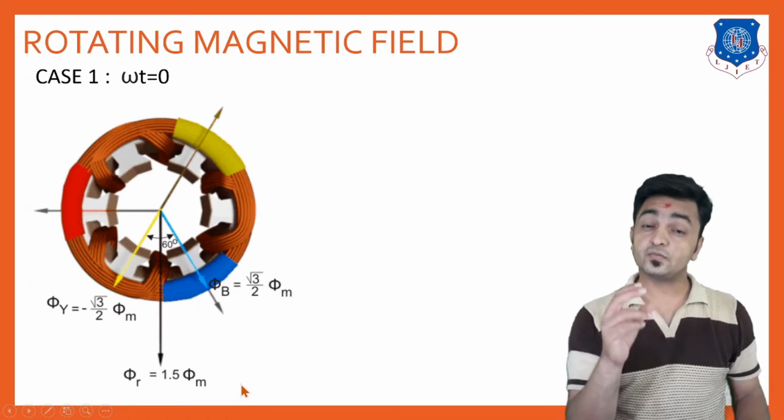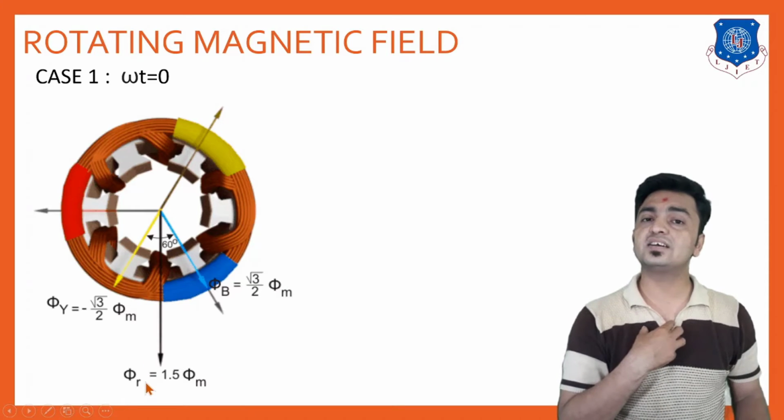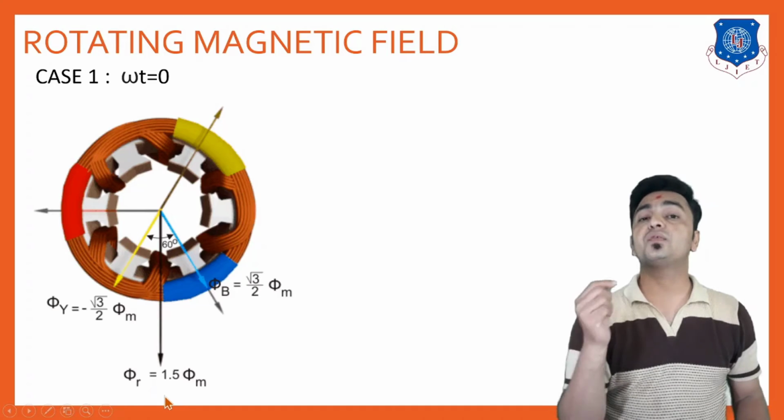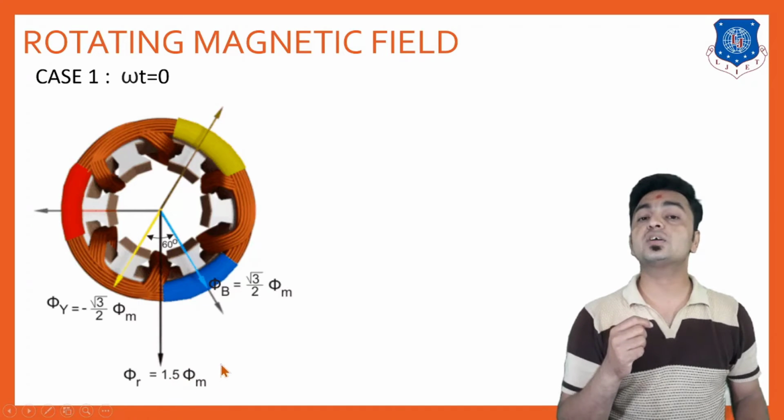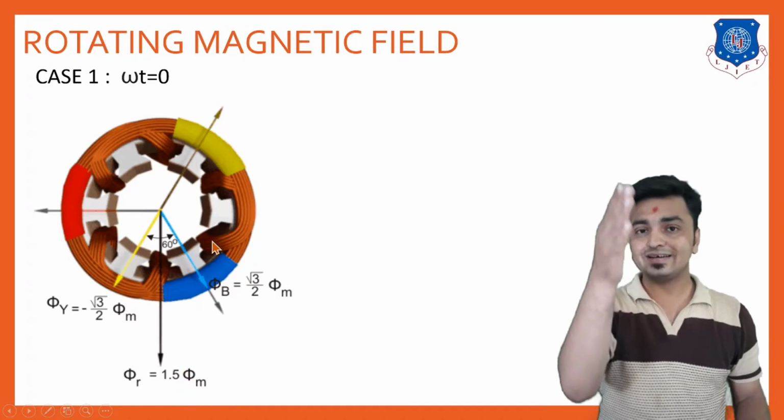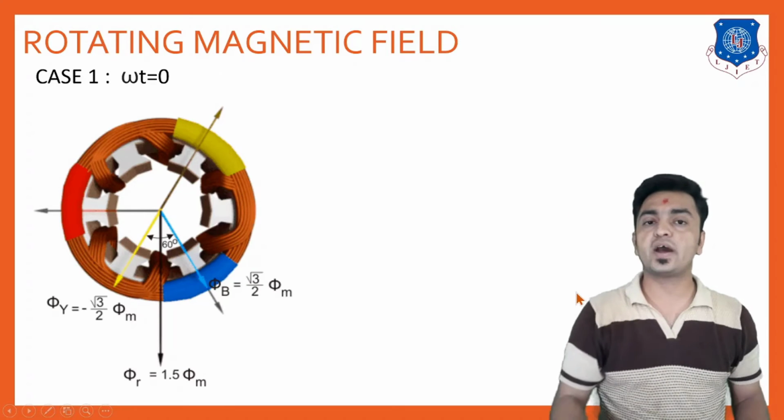So basically, the magnitude of this resultant is 1.5 times the individual maximum phi m, and it is in this direction, meaning in the negative y direction.